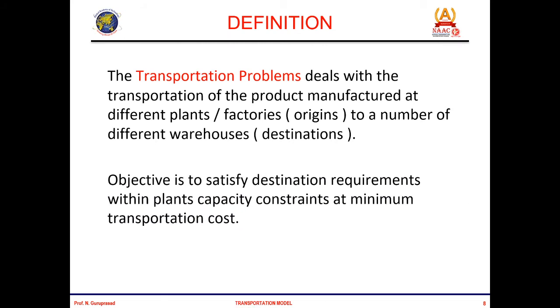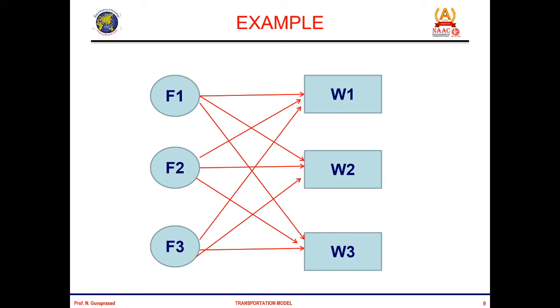The objective is to satisfy the destination requirements within plant's capacity constraints at minimum transportation cost. Now, having known the definition of this, let us try to understand with a simple diagram how the transportation problem works. As you see in front of your screen, I have three factories which I have denoted on the left hand side, and I have three warehouses on the right hand side.